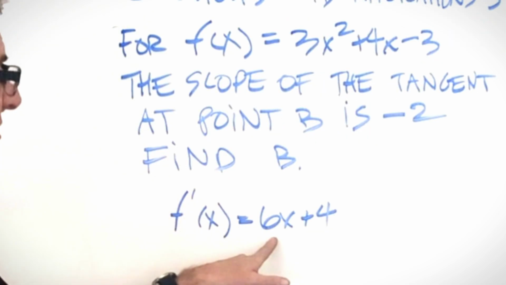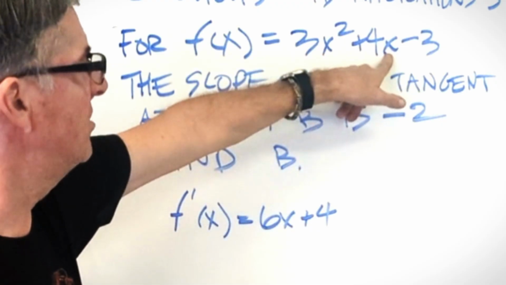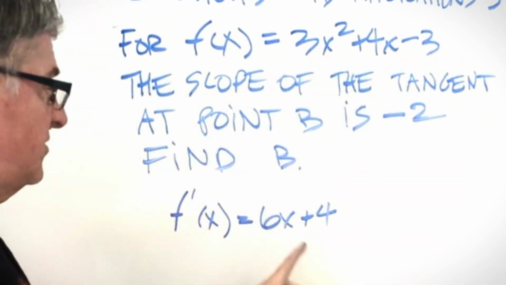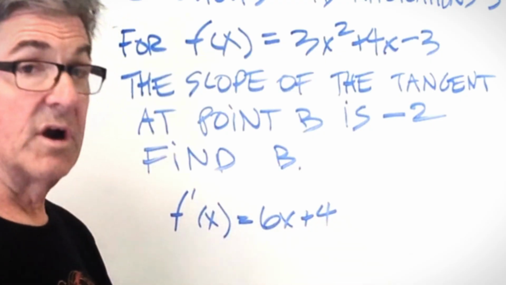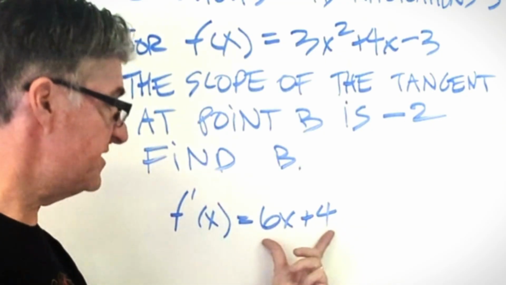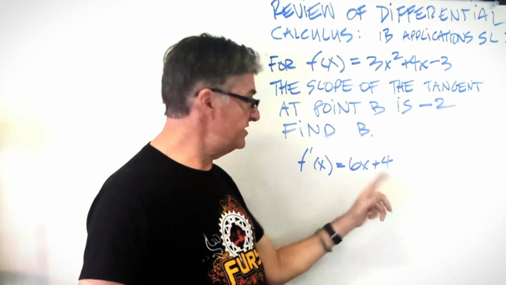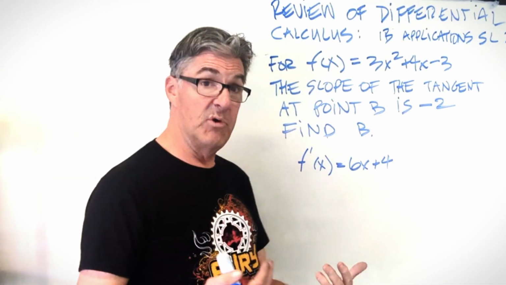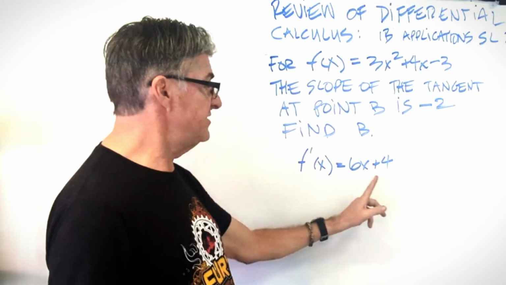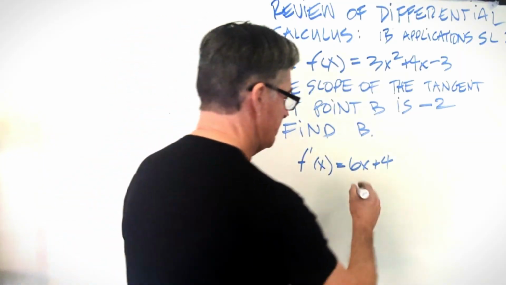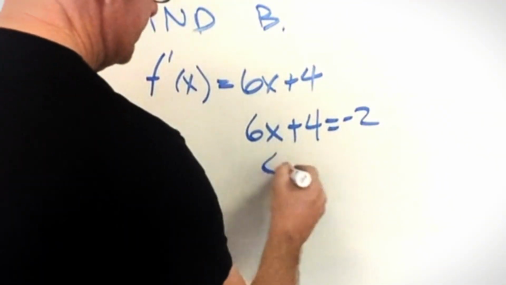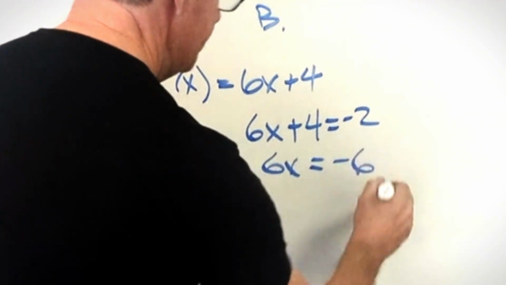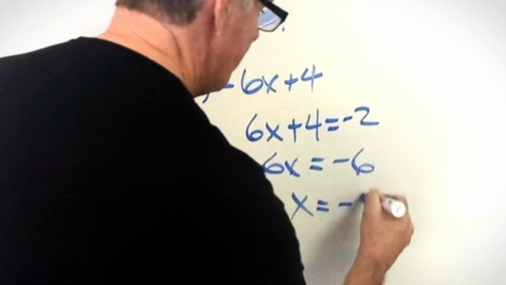Okay, so here's our derivative. Power rule on this term, power rule on that term. The constant goes away. So now my derivative function is 6x plus 4. It's the function that gives us the slope of the tangent line at any point. So we can plug in the slope and solve for x, just like this. 6x plus 4 equals negative 2. Now we're going to solve for x. So we get 6x equals negative 6, x equals negative 1.